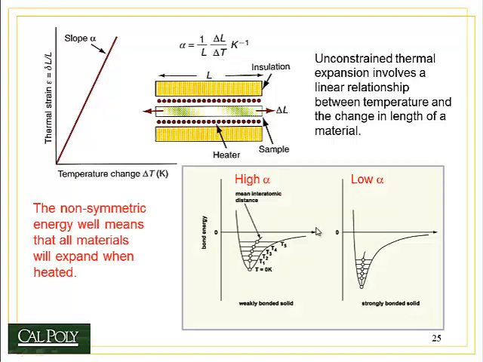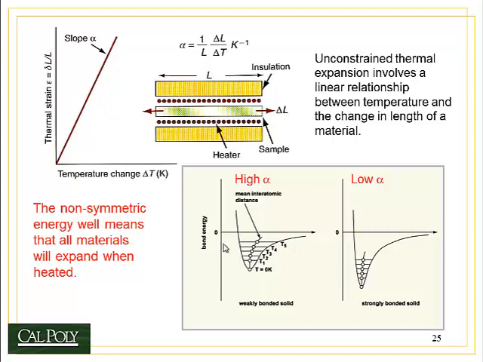Now, some materials have high alpha values and some materials have low alpha values. Materials with low alpha values tend to have very strong bonds, which means they have deep energy wells that are very symmetrical in shape. Because they're symmetrical, as the atom is heated from absolute zero, which is the bottom of the energy well, to higher and higher temperatures, the atoms oscillate back and forth between the two sides of the energy well, but the neutral or average position between those vibrating points doesn't increase very much at all.